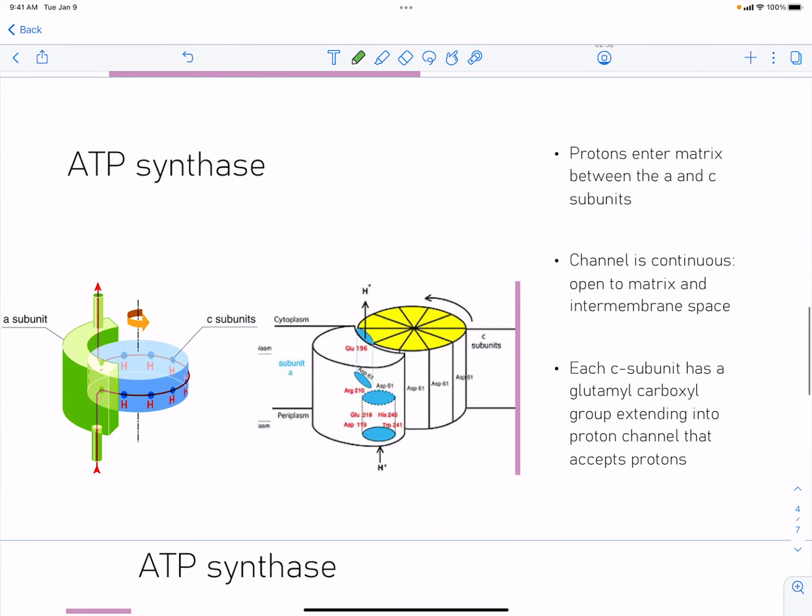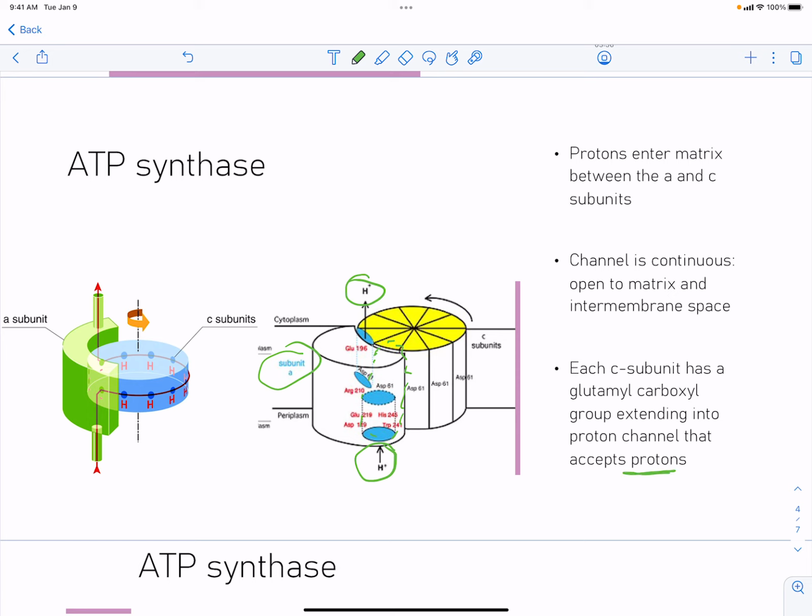Now for ATP synthase to work, you have to have the protons enter the matrix between the A and the C subunits. Remember the C subunits make up sort of the rotor, and the A subunit is going to be a membrane spanning domain. And so you're going to get hydrogens that enter, and this is showing how they enter this C subunit here, and then eventually you're going to have them exit. So the C subunits are going to pick up the hydrogens. The reason the C subunits do this is because they have a glutamyl carboxyl group that extends into the proton channel, and this is what actually accepts the protons.